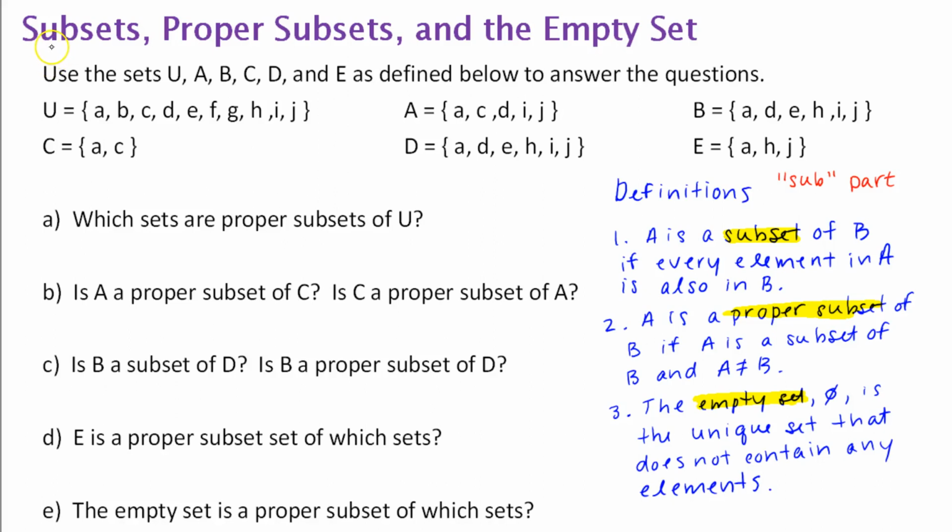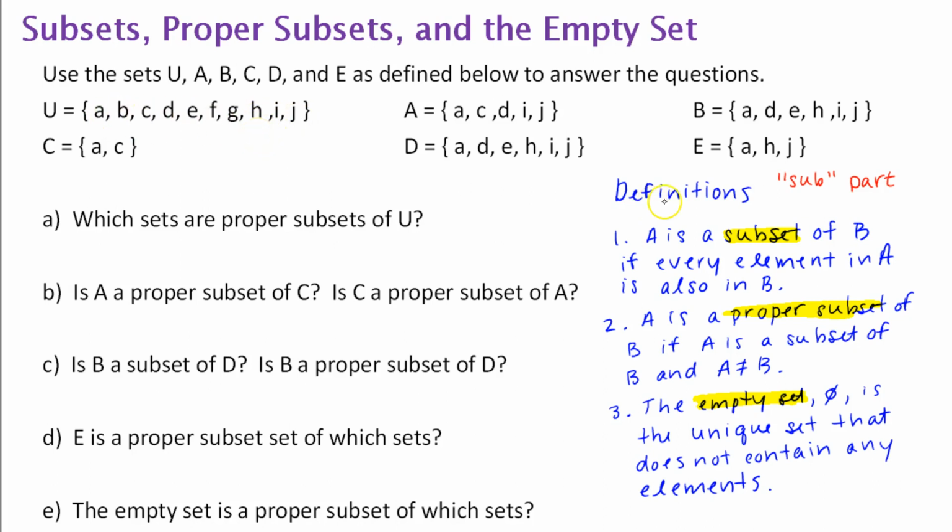In this video, we're going to look at subsets, proper subsets, and the empty set. Use the sets U, A, B, C, D, and E as defined below to answer the questions. So we recall that we use capital letters to name sets, and in this case our elements happen to be lowercase letters. So we can see what elements are in each set by the letters listed in the brackets.